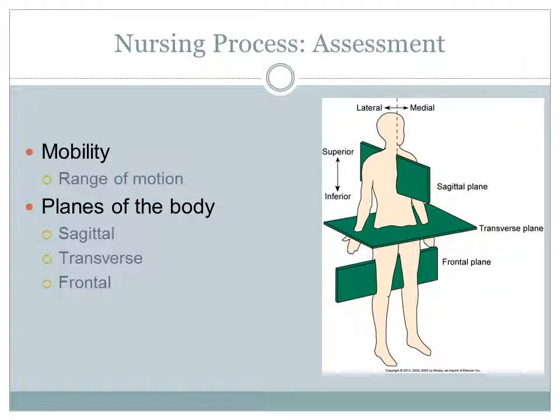Range of motion is the maximum amount of movement available at a joint in one of the 3 planes of the body: the sagittal, the transverse, or the frontal. To assess range of motion in a client, you have to ask questions about and then physically examine the client for any stiffness, pain, swelling, limited movement, or unequal movement.